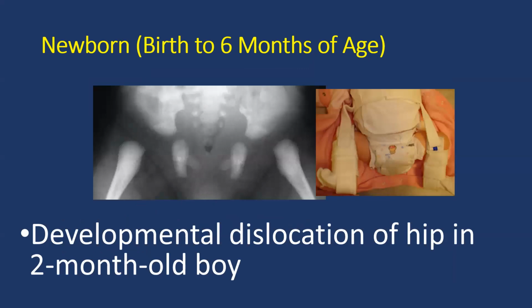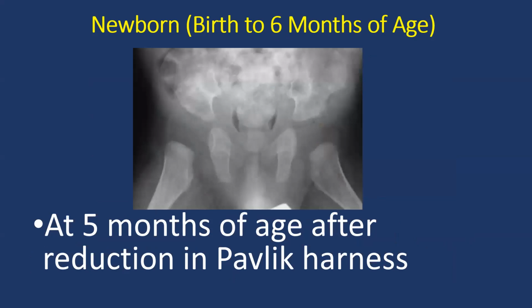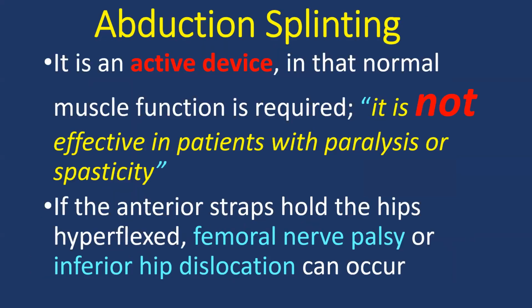This is when it's applied for developmental dysplasia at the age of 2 months. At 5 months of age after reduction in the Pavlik harness, you see that you've got the contained hip. On one side, it's still a bit subluxed. It is an active device in that normal muscle function is required. It is not effective in patients with paralysis or spasticity. Don't use it in spastic patients. Don't use it in paralyzed patients because there won't be motion.